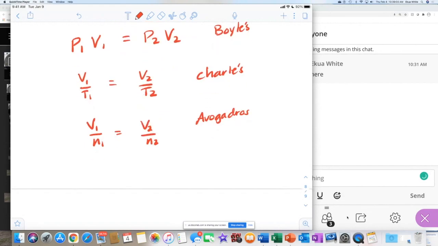And the last one was P and T, right? So that would be P1 over T1 equals P2 over T2. This is Gay-Lussac's.